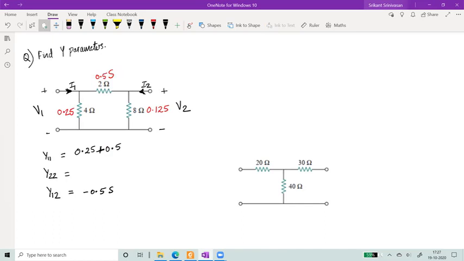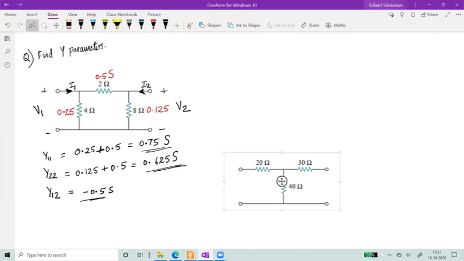And similarly, Y22 is going to be 0.125 plus 0.5. 0.75. This is 0.625. So that's it. So we've calculated the equivalent admittance parameters of this two-port network because we converted the resistances to admittances. What about this one here? If I want to find out the Y parameters.